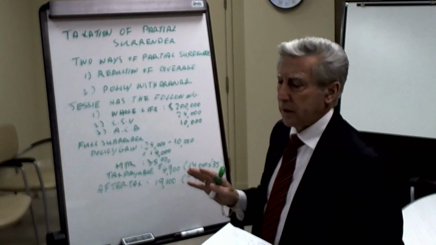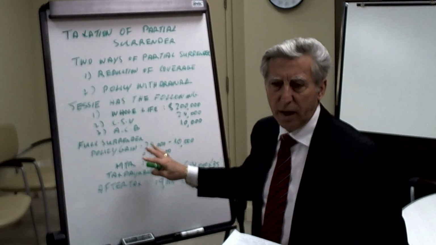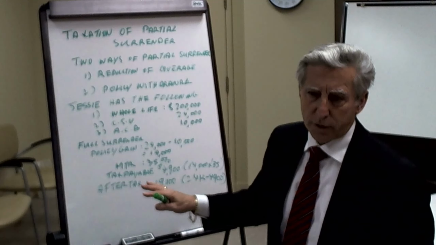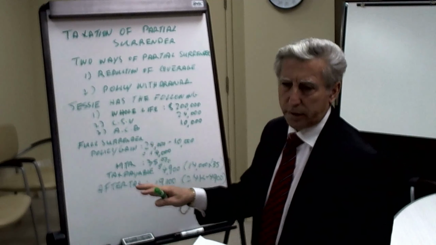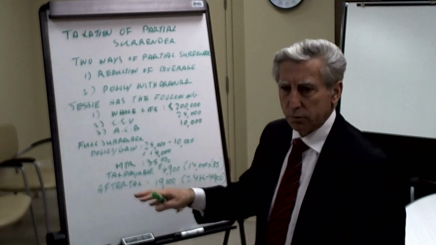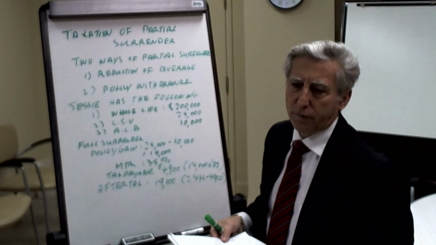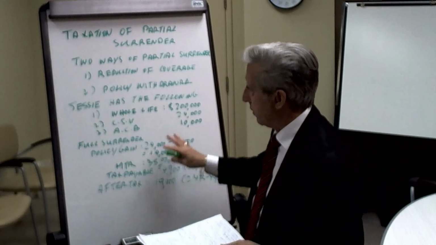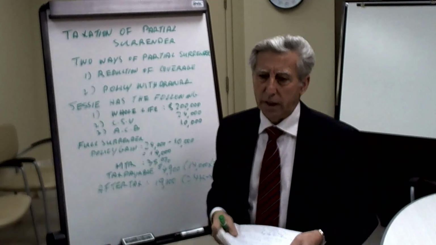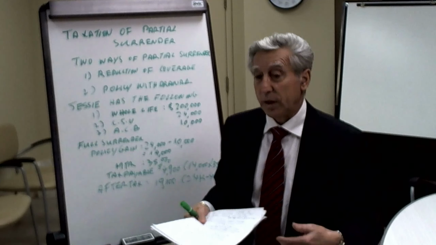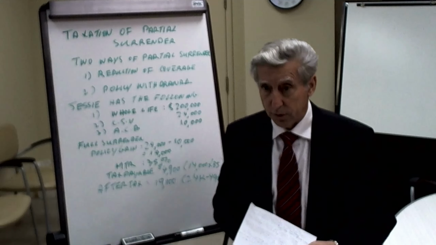So many times what happens, clients say, no, I don't want to go that far. That's pretty dramatic. I still need some kind of coverage, but I would like to have access to some of my money and so on and so forth. So that's where we get into this whole question of partial surrender. So this is full surrender. We're now going to look at two ways that you can actually have a tax issue when you're doing a partial surrender.